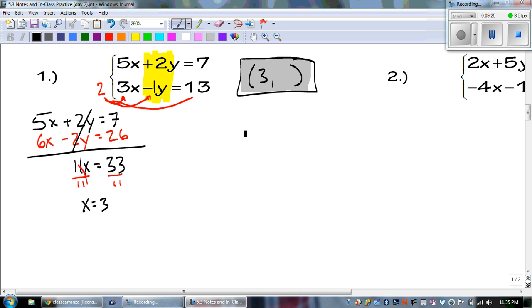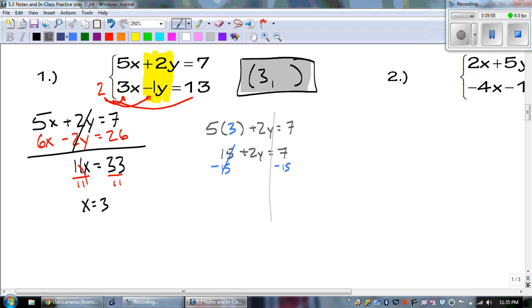Okay, so to find out what y is, we're going to plug into one of the original equations. I'm going to pick the one with the least amount of negatives. So I'm going to do the top equation. And then we're plugging in 3 for x. Okay, so 5 times 3 gives us 15, plus 2y equals 7. And now we're just solving. So we're going to subtract 15 from both sides.